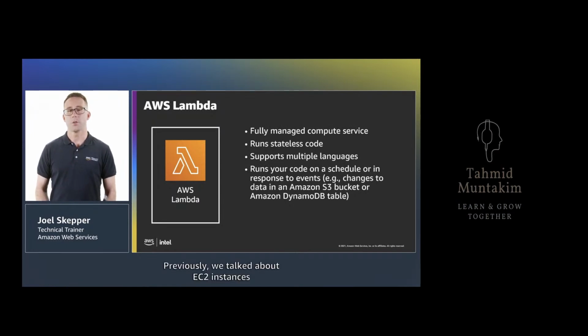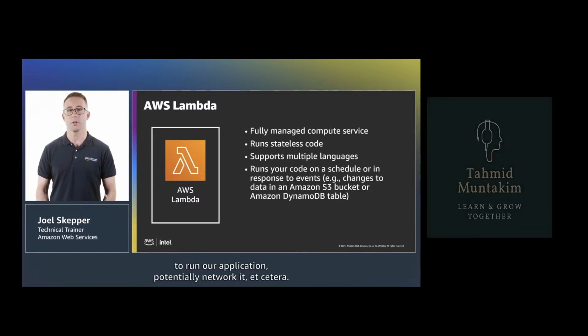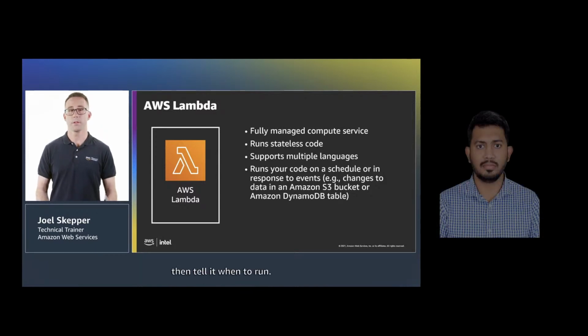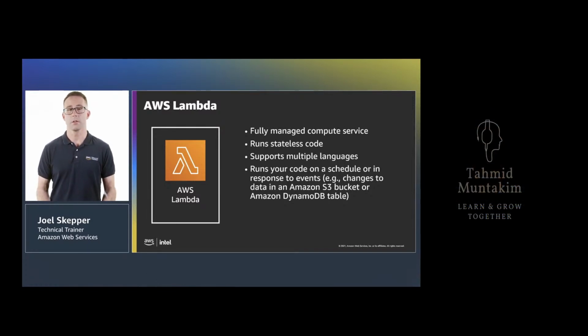Previously, we talked about EC2 instances, which required us to provision or choose the right type of instance to run our application, potentially network it, etc. With Lambda, we just need to add our code to something called a Lambda function, then tell it when to run. Lambda manages the execution and completion of the code. You don't have to worry about deploying infrastructure or anything.